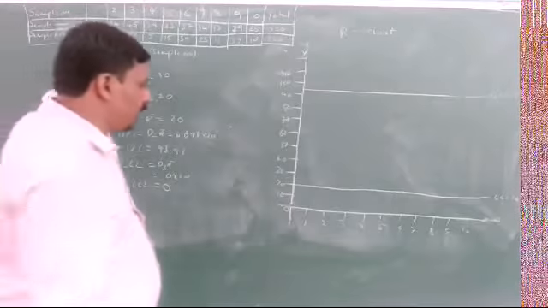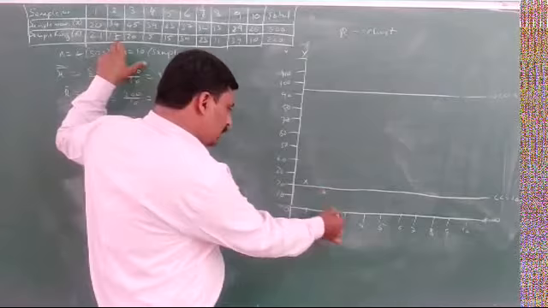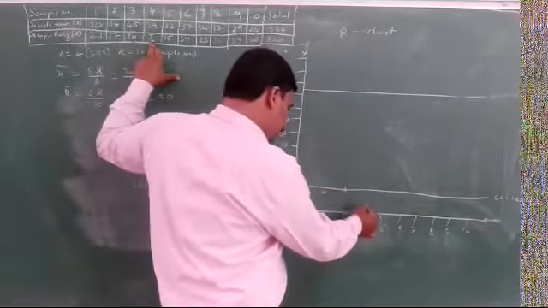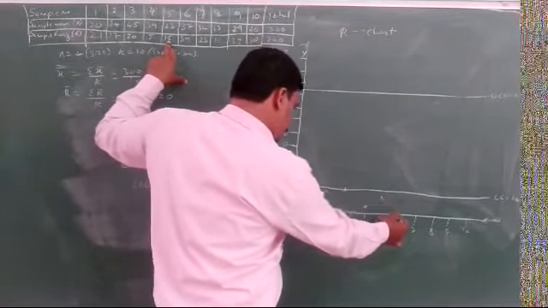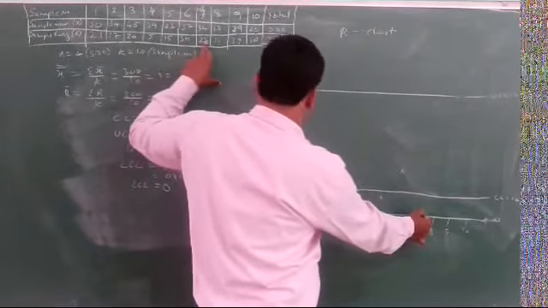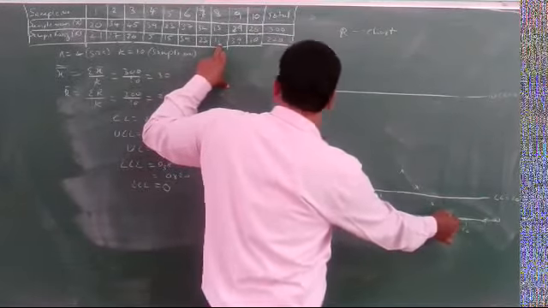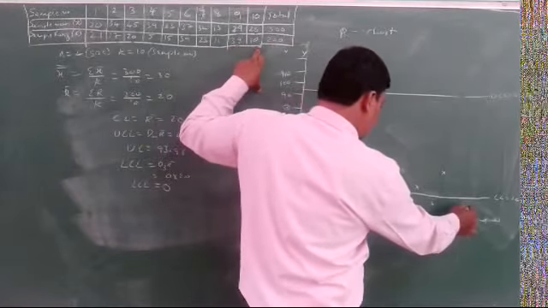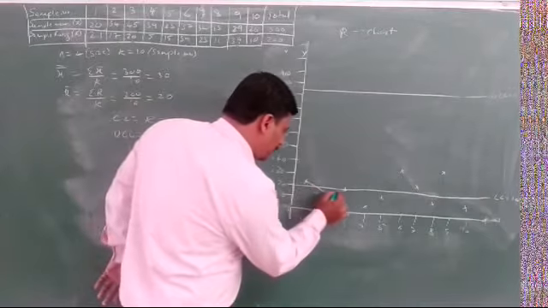The first range is 21, second range 17, third range 20, fourth range 5, fifth range 15, sixth range 39, seventh range 23, eighth range 11, ninth range 39, and the tenth range is 10. So all are lying within the control limits.